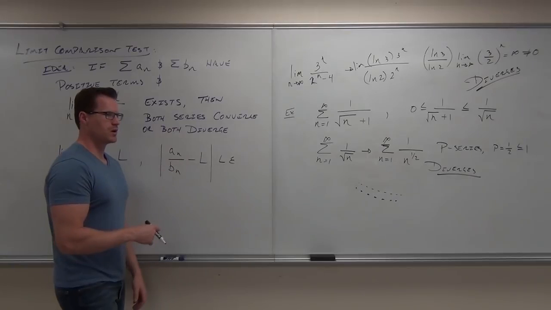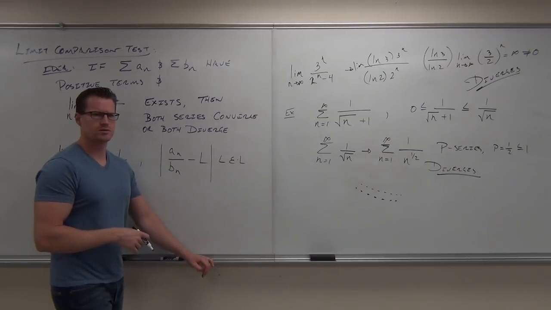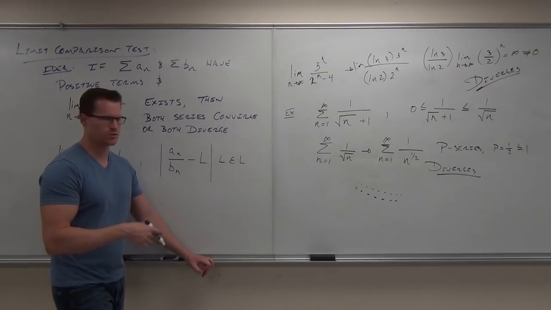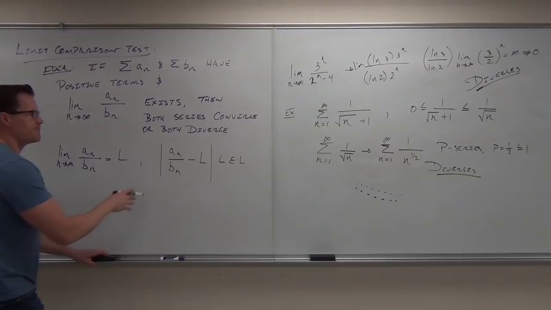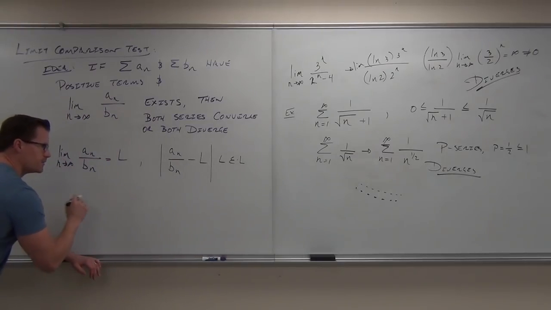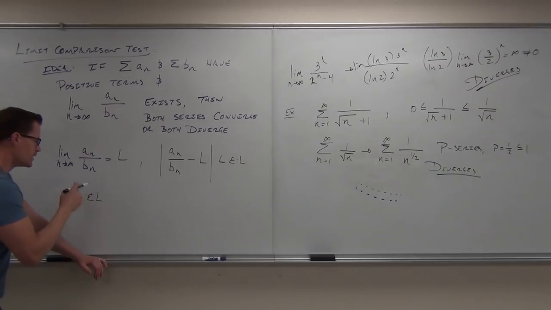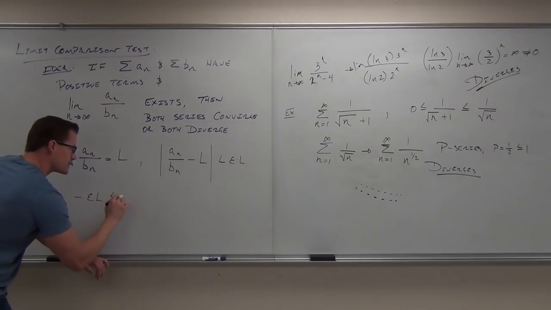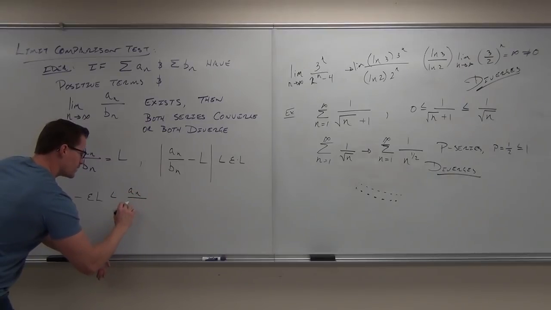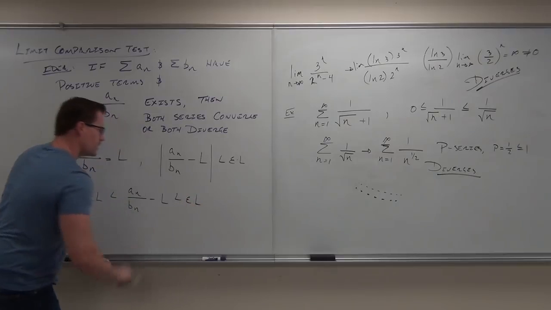So if this is true, then for certain, I can multiply by L and it's still true. Since L is a number, it's still true. Well, we're going to use that. Because we have an absolute value inequality, we can manipulate this inequality by writing negative epsilon L is less than a sub n over b sub n minus L, which is less than epsilon L.